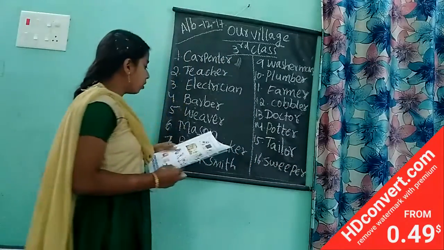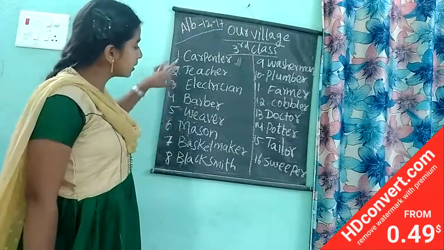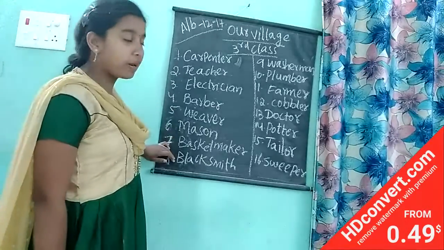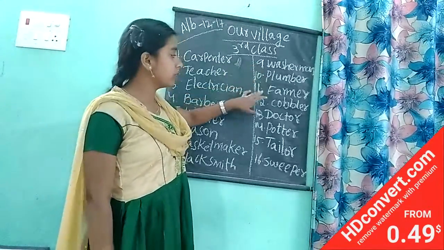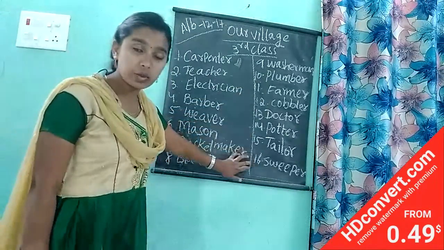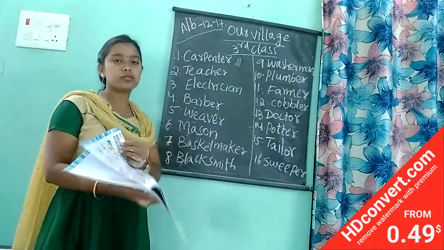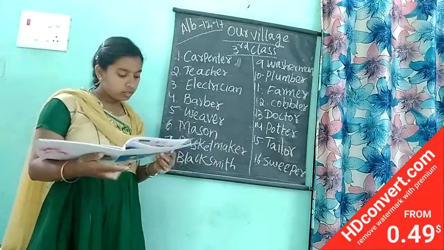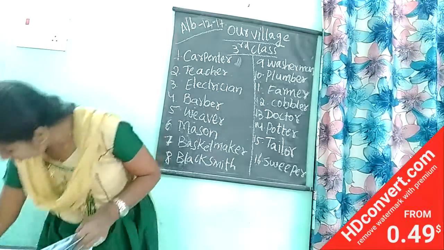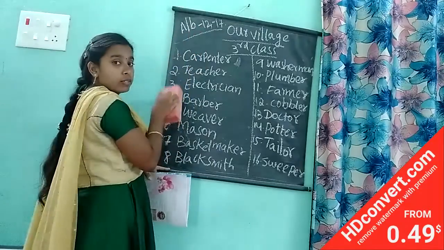Okay, children. By looking at all these tools, we can say all these are the village helpers. Carpenter, teacher, electrician, barber, weaver, mason, basket maker, blacksmith, washerman, plumber, farmer, cobbler, doctor, potter, tailor, and the last one is the sweeper. Okay, children. These are the village helpers of all these tools. So now we have completed the 15th page also. Now take out your 16th page. After completing these, write neatly without spelling mistakes.